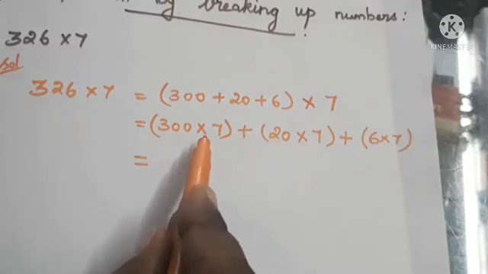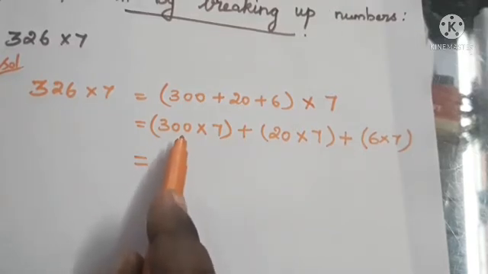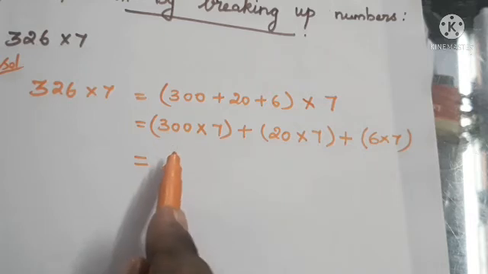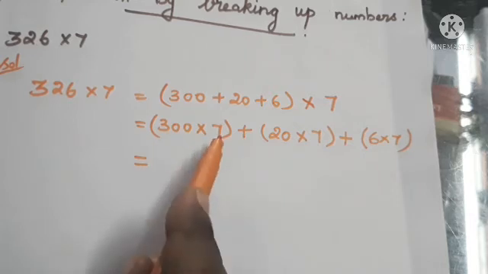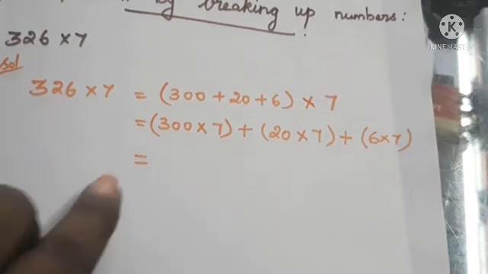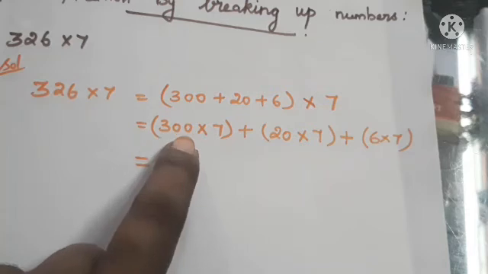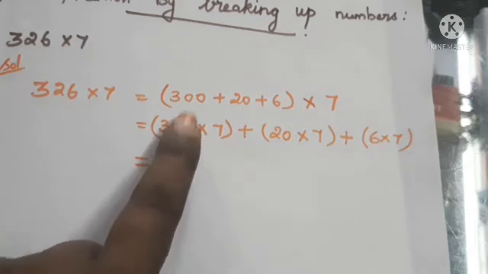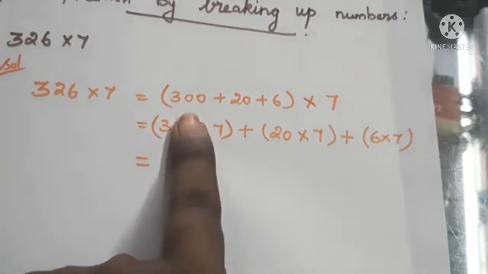Okay, 3 into 7, because the remaining digits we have are zeros only. So we can just write the zeros at the back of the number. In 300 we have 3 and 2 zeros. So we can leave the 2 zeros, and what remains, ma? Only 3. So 3 into 7.